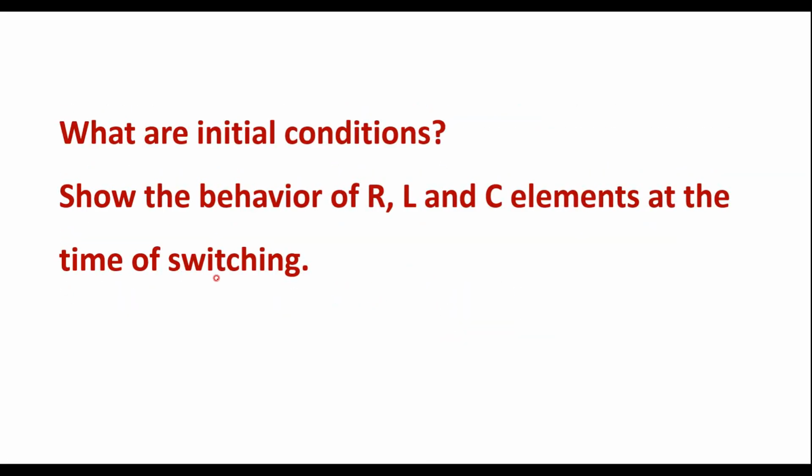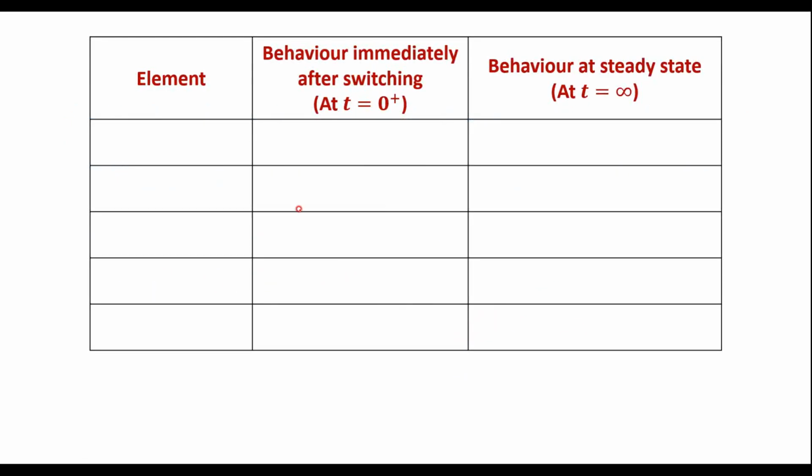Now let's see the behavior of R, L and C elements at the time of switching. Here the time of switching means it may be an opening of the switch or a closing of the switch. So let me take three columns. One indicates the elements, another is the behavior immediately after the switching operation, and the third is the behavior at steady state. Immediately after the switching operation, we'll consider it as t equal to 0 plus. Steady state means after a long time the circuit will be settled. We'll take that period as t equal to infinity.